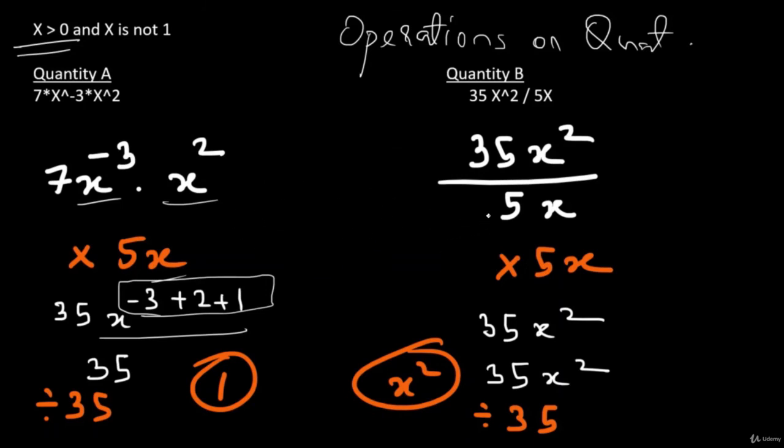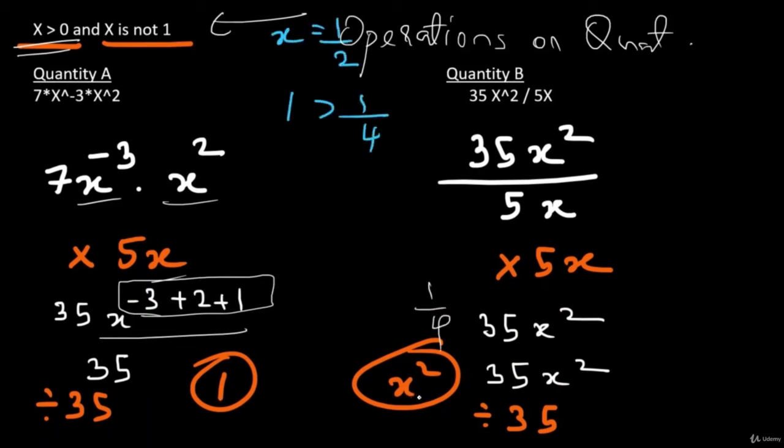Now in the question stem, it's mentioned that x is greater than 0 and x is not 1, right? So let's substitute some numbers which satisfy this given criteria. If I take x as 1 by 2, right, then x square will become 1 by 4 and 1 is greater than 1 by 4. So A is greater than B in this scenario.